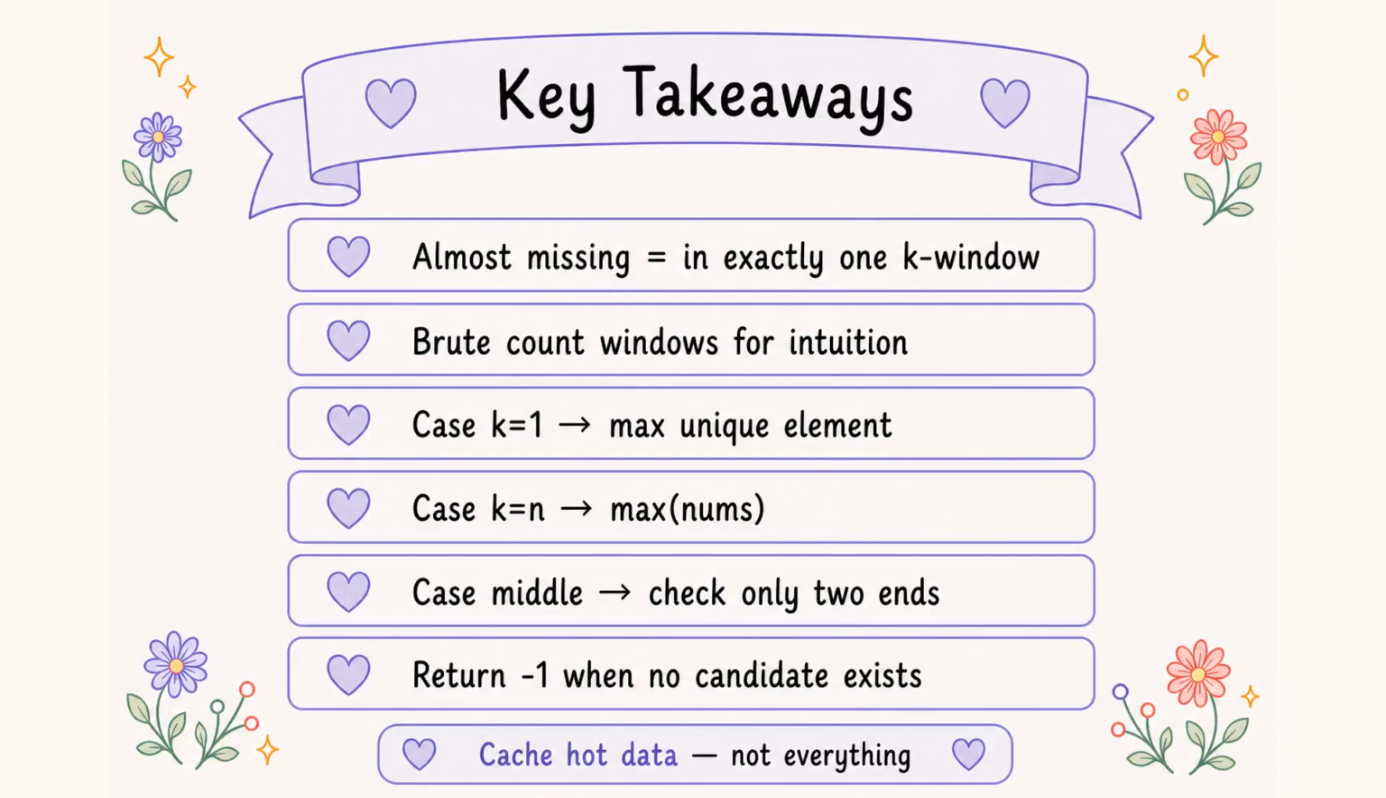Key takeaways. Almost missing means appearing in exactly one window. Dry run window counts for intuition. Case k equals 1, max unique element. Case k equals n, max of nums. Middle k, check only the 2 ends for uniqueness. Return -1 when no candidate exists. That is how to find the largest almost missing integer.